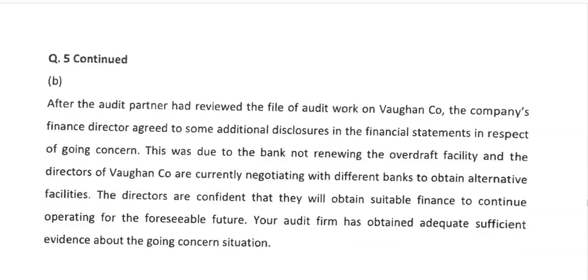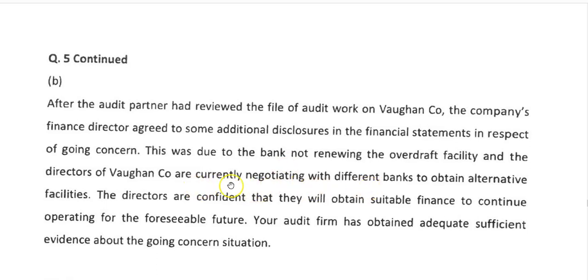This comes up in questions. So here's an example of a question. The finance director agreed some additional disclosures in the financial statements in respect of going concern. And a material uncertainty is something like not having the overdraft facility being renewed. So therefore, if it was not renewed, the company may have a liquidity problem, and sometimes short-term liquidity problems can turn into potential going concern or liquidation scenarios where if a creditor is not paid, they can apply to have a liquidator appointed.